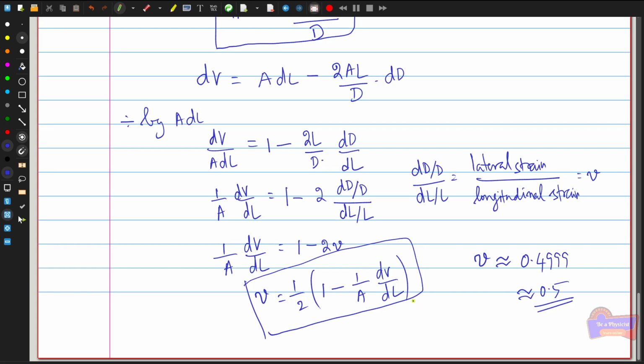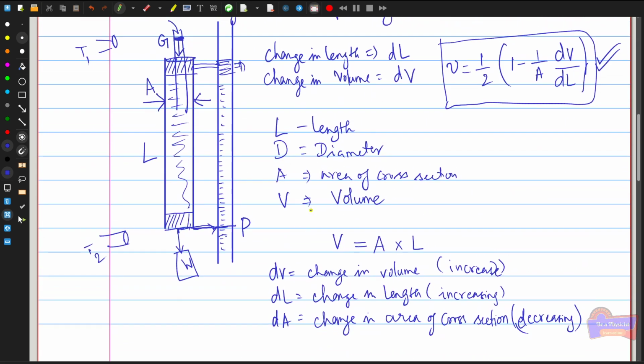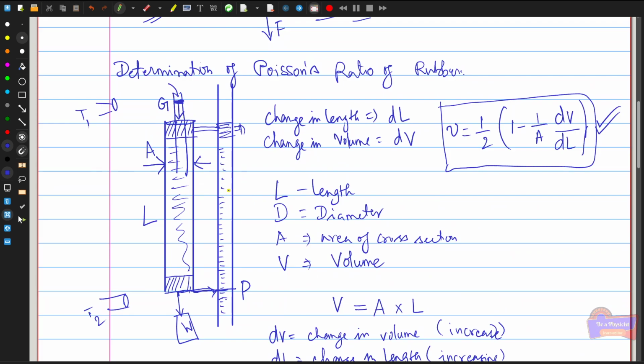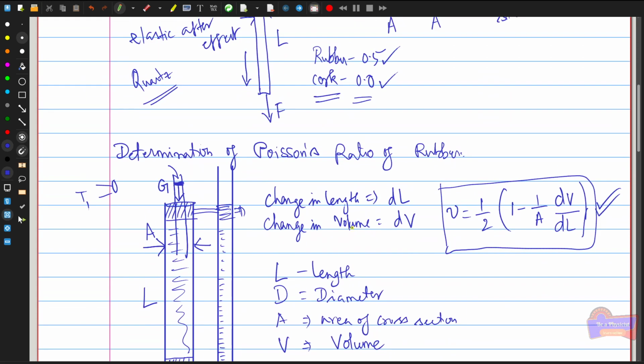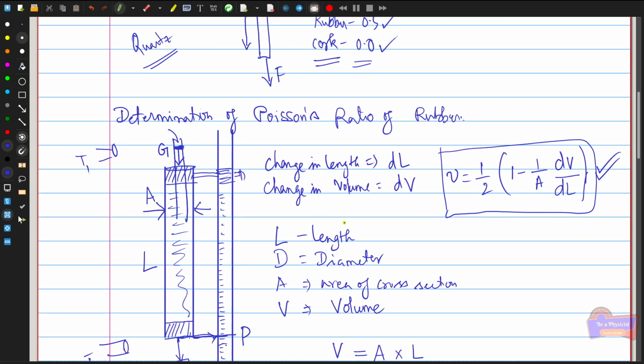Okay, so this experiment you can do as a simple lab experiment. You can just fill the rubber tube with water, and if you have a sophisticated apparatus to measure the length as well as the change in volume, that means if you have two telescopes with a meter scale, then you can easily find out the change in volume as well as the change in length, and you can calculate the Poisson ratio of the rubber from this simple experiment.